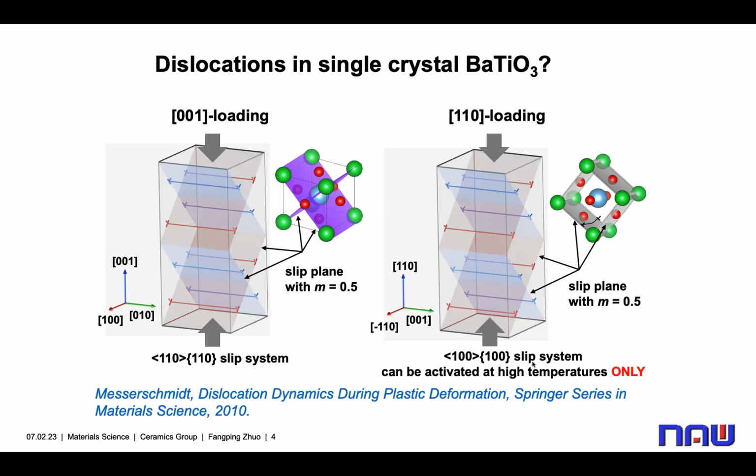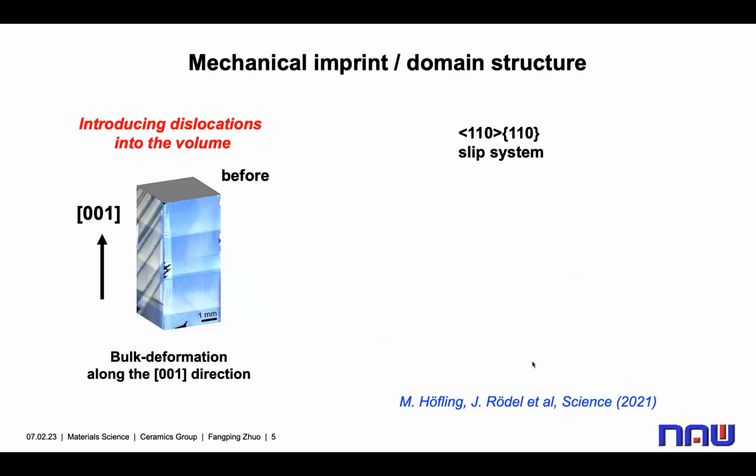Here, I would like to emphasize that for both cases, we could have slip planes with the maximum Schmid factor of 0.5. But the 100 slip system can only be activated at high temperatures. So if we consider the domain distribution in the single crystals, there are a lot of opportunities for us to tune the properties. The first example that I want to show you is the 001 loading.